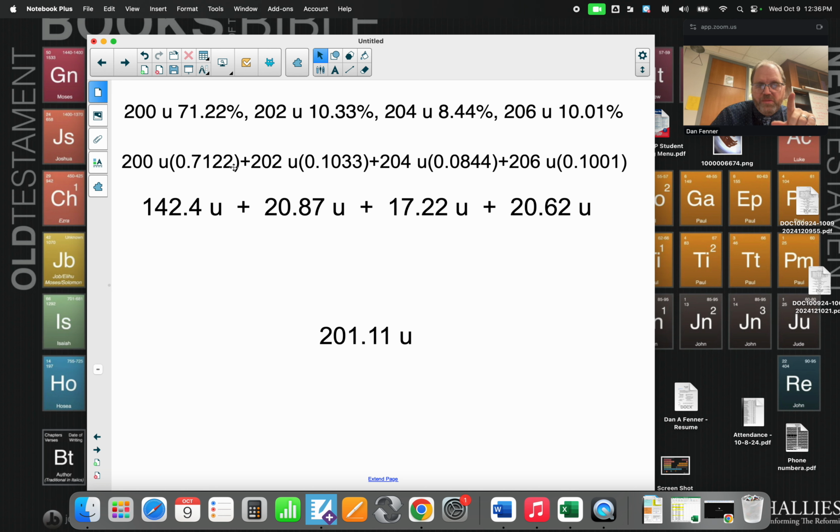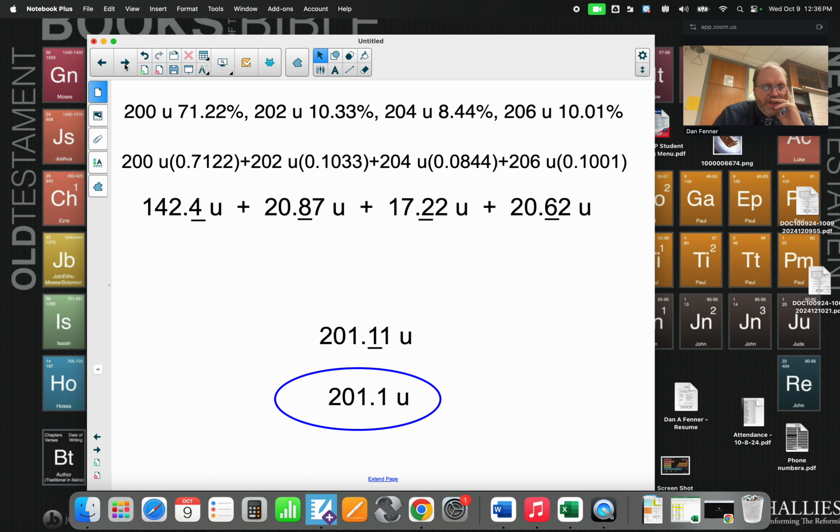Now remember, this is addition, so we use the sig fig rule for addition, last row column. Last row column is going to be that tenths place, so that 0.4, 0.8, 0.2, 0.6. So that's going to be right there, that 1. So my answer here is going to be 201.1U.